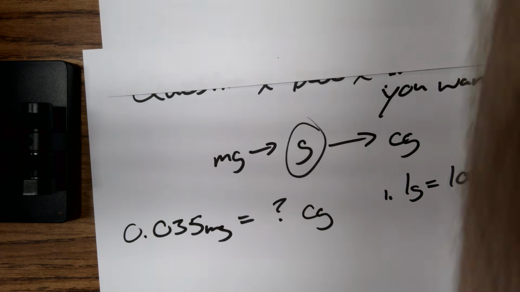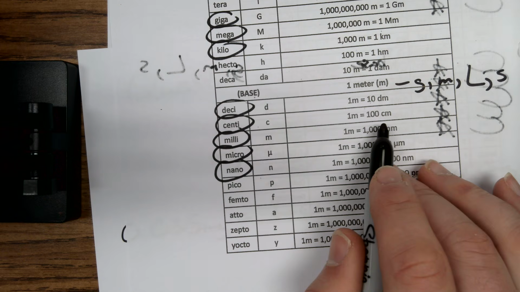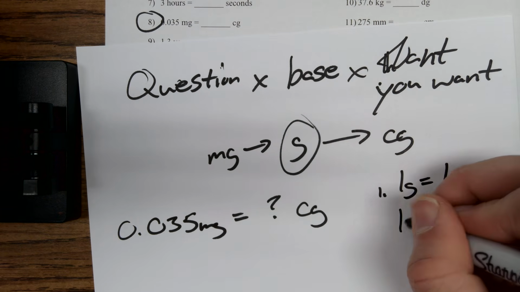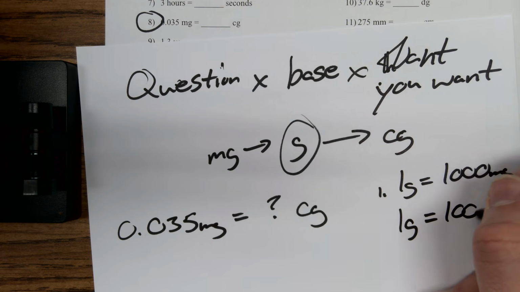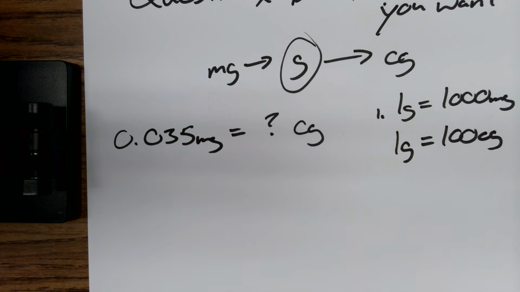I go back to centi, C. One base holds 100 centibases. So 1 gram holds 100 centigrams. So I have my equalities. I just have to put them in the right order.